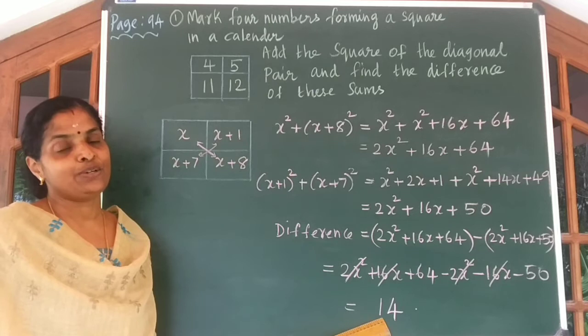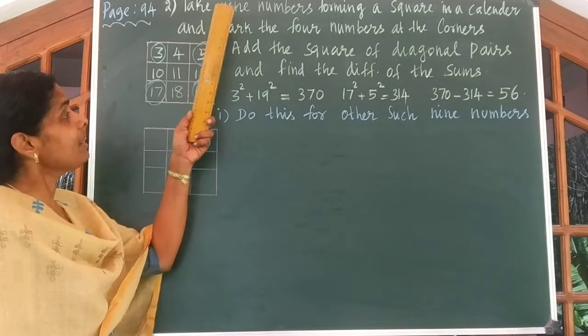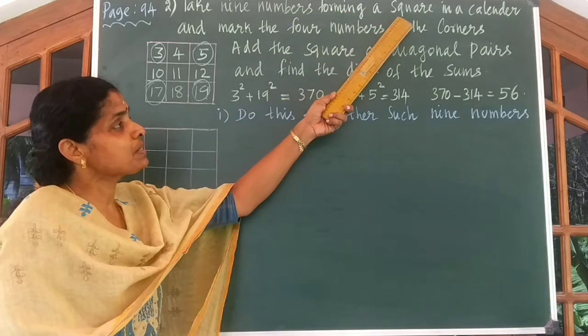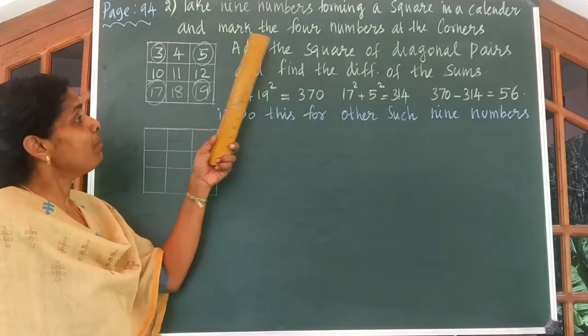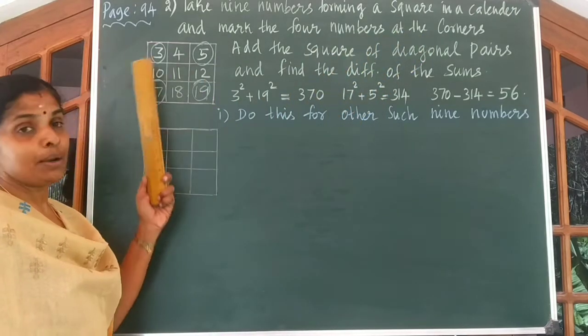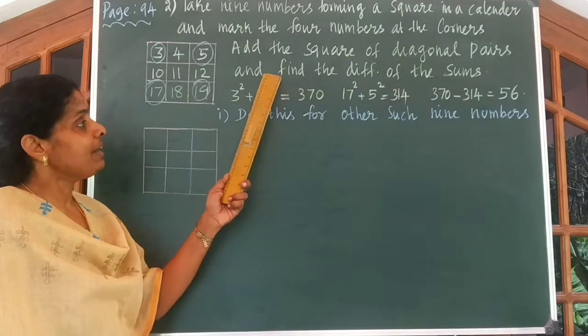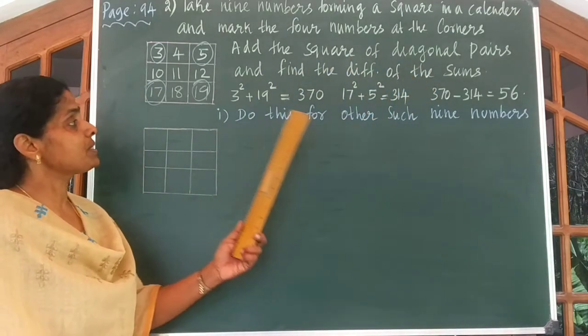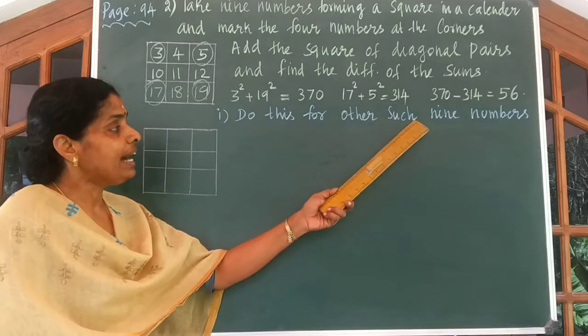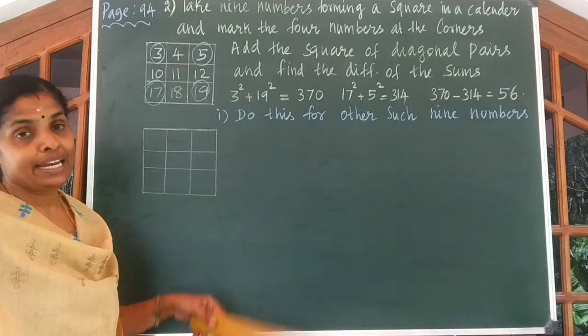Is it clear to you, children? Look at the second question. Take 9 numbers forming a square in a calendar and mark the 4 numbers at the corners. See, the 4 numbers are marked. Add the square of diagonal pairs and find the difference of these sums. Do this for other such 9 numbers. Let us take other 9 numbers.